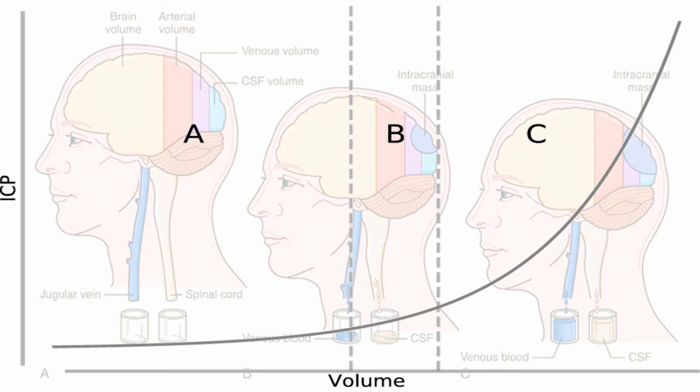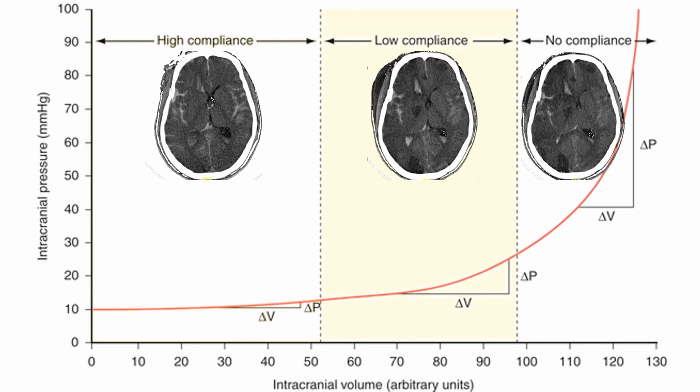Even if there is little mass or no mass, even with addition of volume, there is no increase in pressure. At a later stage, increase in volume will result in some increase in pressure, but when it is fully compensated, even a small increase in volume will cause raised ICP. So this is a real clinical scenario.